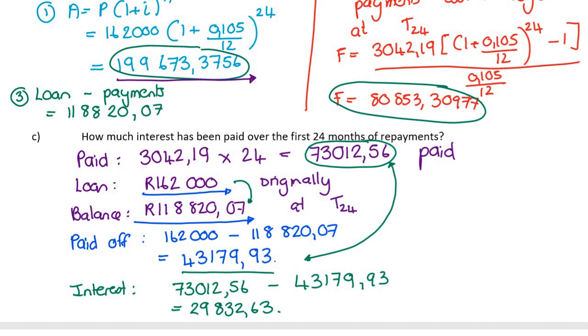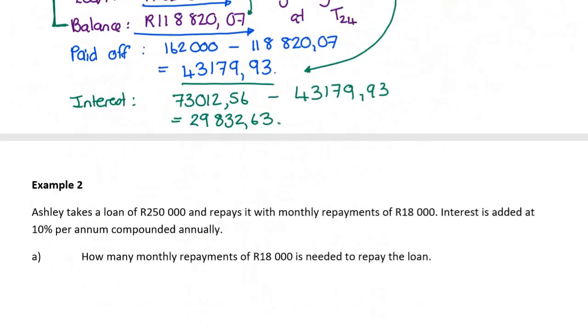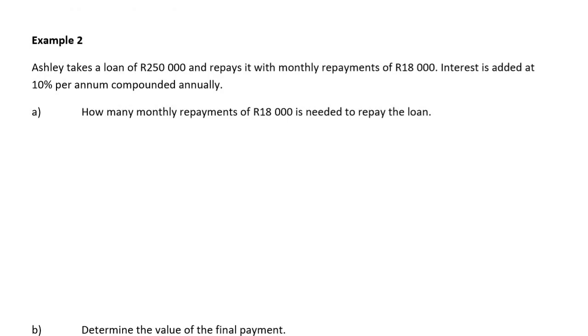And if you just look at your loan versus the balance, you can see how much the capital has been decreased by. So the other portion is all the interest. Okay, let's do 2 more examples. This question says Ashley takes out a loan for 250,000, repays it monthly, so it's an annuity, with 18,000 Rand. Interest is added at 10% per annum, compounded annually.